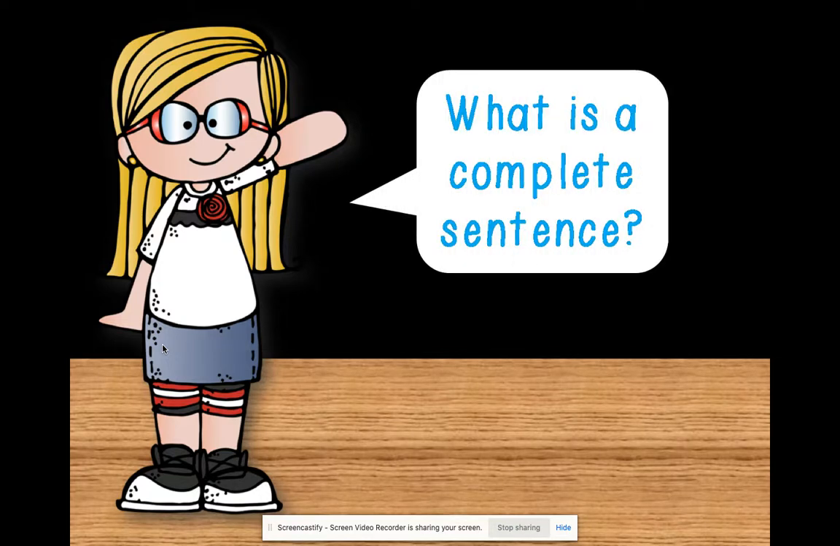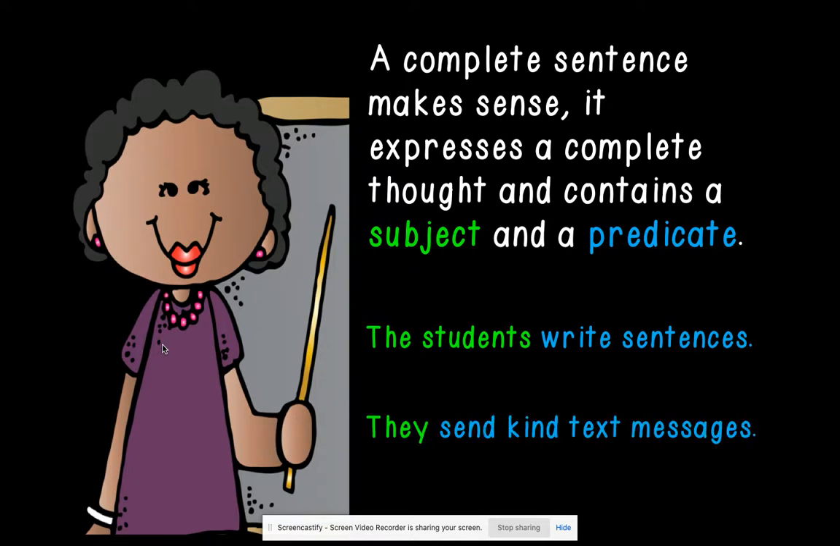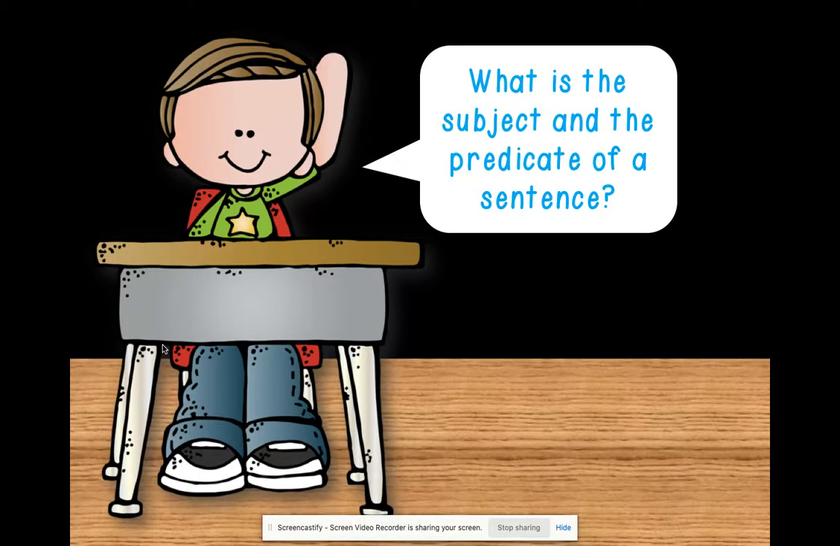What is a complete sentence? Let's think about that. A complete sentence makes sense. That means when people read it, they can understand it. It expresses a complete thought and contains two things: a subject and a predicate. The students write sentences. They send kind text messages.